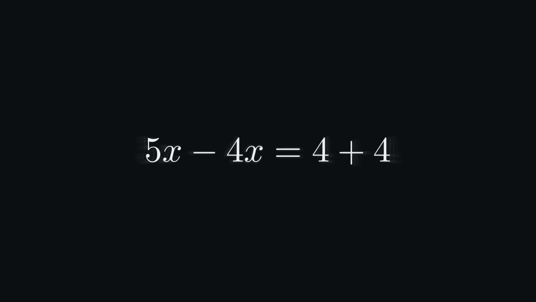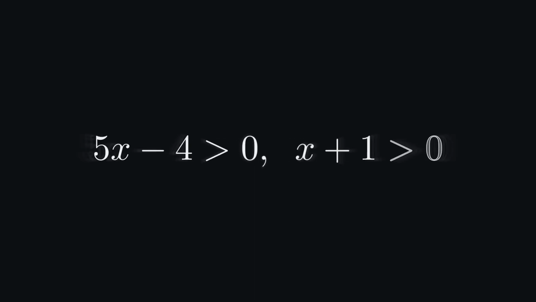Now, let's collect like terms. This simplifies to 5x minus 4x equals 4 plus 4. Now, we can solve for x. This gives us the solution x equals 8.